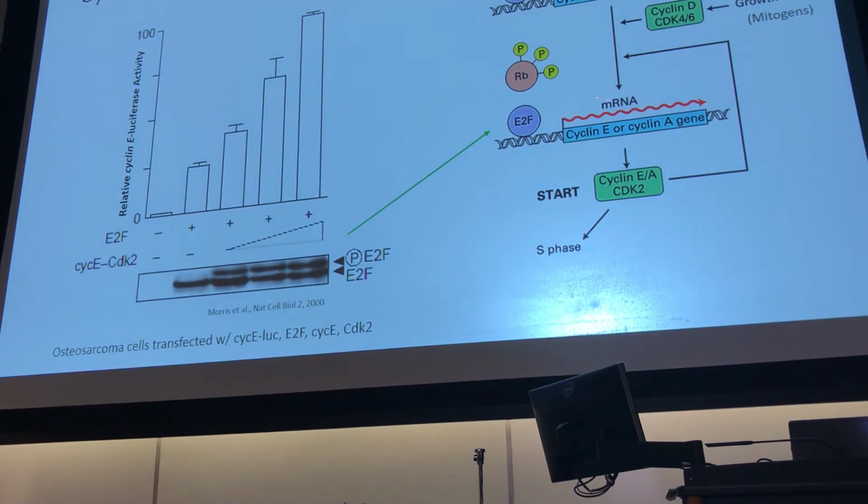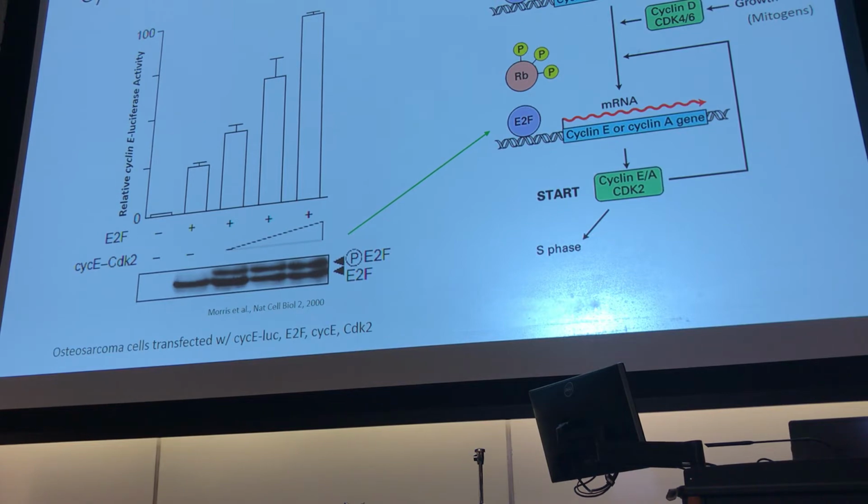So where cyclin E CDK2 was acting in a positive feedback loop to drive E2F activity, the cyclin A CDK2 complex is actually going to block E2F activity. So as cyclin A is being made and able to form its complex with CDK2, it's going to turn around and block this so that it is no longer functional, so that the cell can go ahead and transition into S phase.